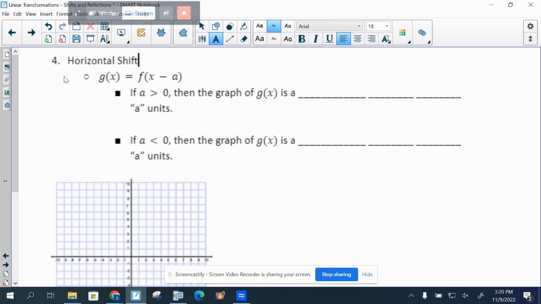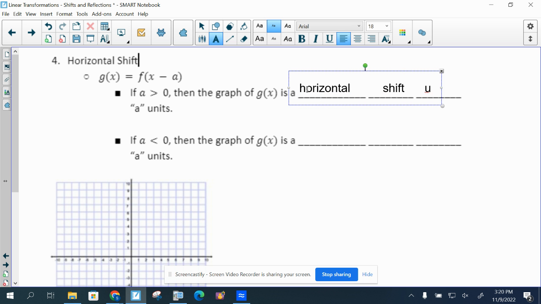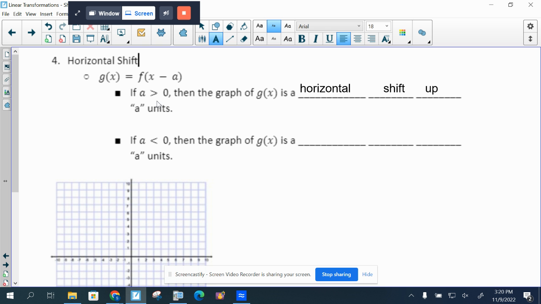Now the next type is horizontal shift. Just like with horizontal stretching and compressing, the number inside the parentheses is always going to work opposite of what it would look like outside of the parentheses. So the rule here is g of x equals f of x minus a. So if a is greater than 0, then the graph of g of x is a horizontal shift up a units. So if a is positive, it'll be shifted up 2 units.